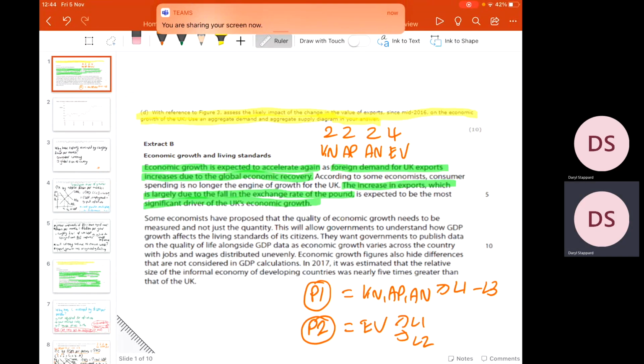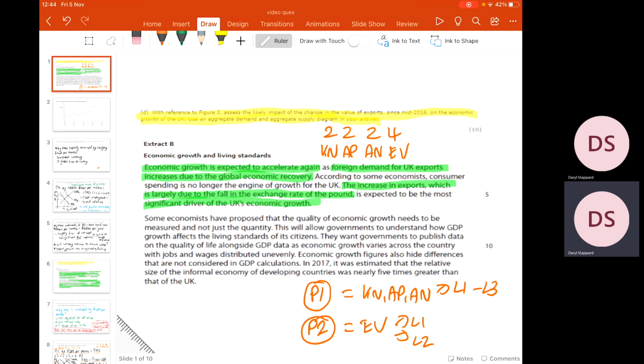Right, hello there everyone, and welcome to the next video that I've put together on how to answer a 10-mark exam question. So the question that we've got here is, with reference to figure 3, assess the likely impact of the change in the value of exports since mid-2016 on the economic growth of the UK. Use an aggregate demand and aggregate supply diagram in your answer.